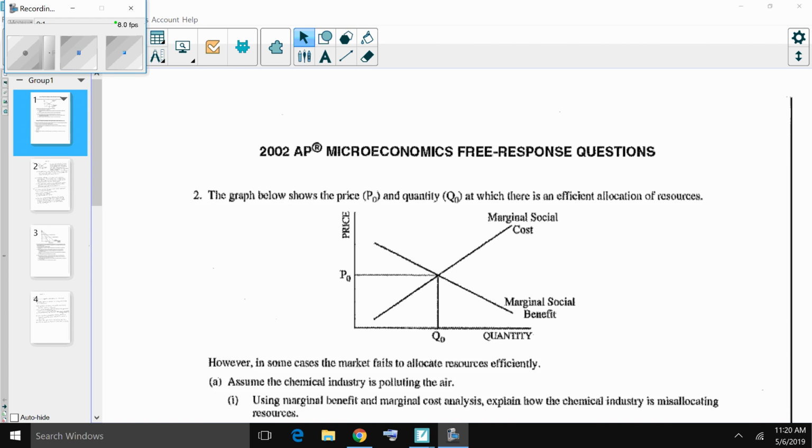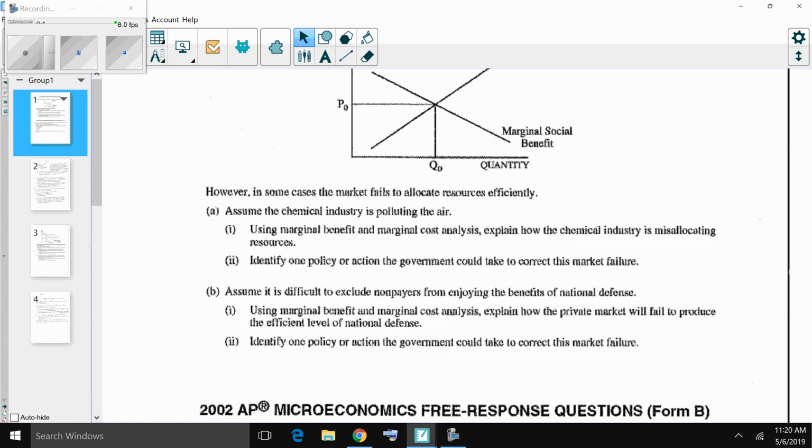Here is a graph. You have your P and Q, and you have your optimal quantity and price labeled, and you have your MSC and your MSB curve. So you have social cost and social benefit. Now, in some cases, the market fails to allocate resources efficiently. So A: Assume this chemical industry is polluting the air. Using MSB and MSC analysis, or MPB and MPC analysis, explain how they are misallocating resources and identify a policy or action the government could take to correct this market failure.